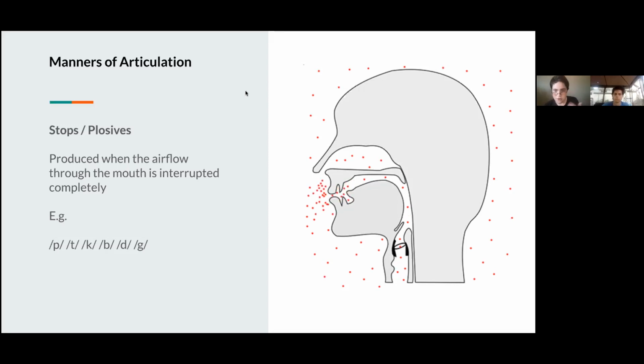For t or k, the obstruction is located somewhere else in your mouth. But the key thing that unites all stops or plosives is that there's some obstruction in your mouth that interrupts the airflow completely, and then you release it again.